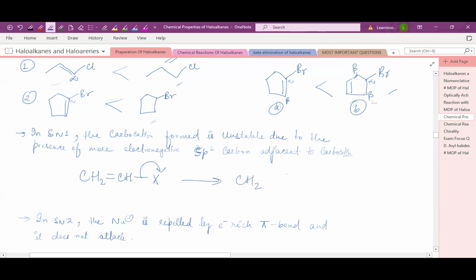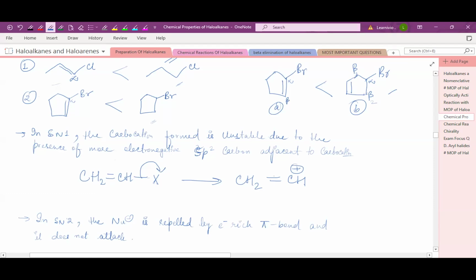CH2 double bond CH. And what will come on the CH? When that bond breaks, there will be a positive charge on this, which means the carbocation is formed. Now, what happens over here? You can see the carbocation is formed on this carbon. What is this? Carbocation. But there is a double bond over here.